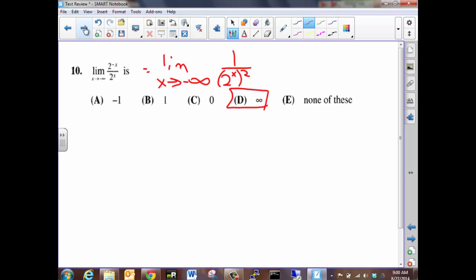That's right. This number on the bottom is getting small now, people, because it's 2 to a negative power. 2 to the negative 2 is 1/4. 2 to the negative 3 is 1/8. 2 to the negative 4 is 1/16. So I'm getting smaller and smaller and smaller. Well, what's 1 divided by a really small number? A really big number, so infinity. Either way, we get to the same answer there, okay?